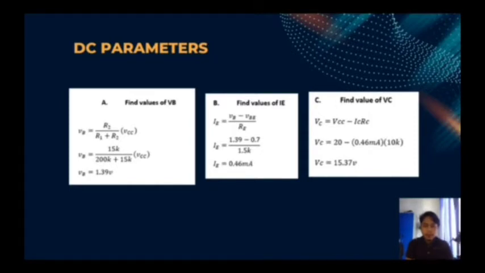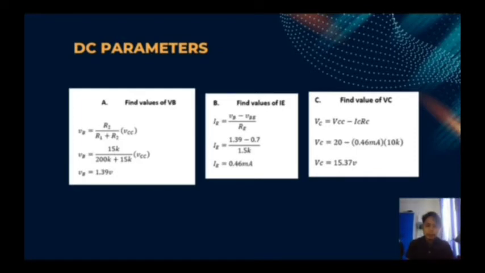Okay, first of all, we need to find the DC parameters. First, we need to find the value of VB. The value of VB can be found using the voltage divider rule, which is R2 over R1 plus R2 times VCC, which is 50K over 200K plus 15K times VCC. The VCC that we are using in this circuit is 20 volts, so the final answer we get is 1.39 volts.